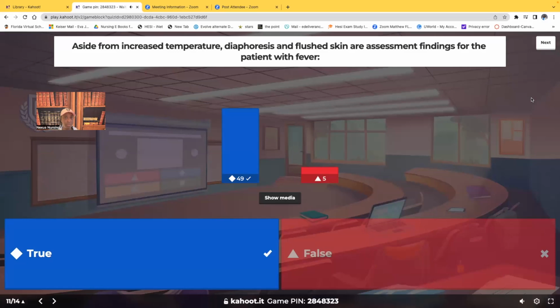Yep, true. What do you think they're sweating from? They're sweating from that high fever they have. Very good, true.